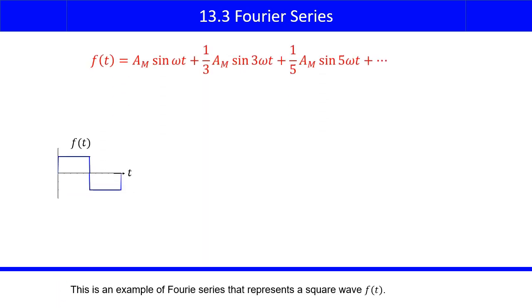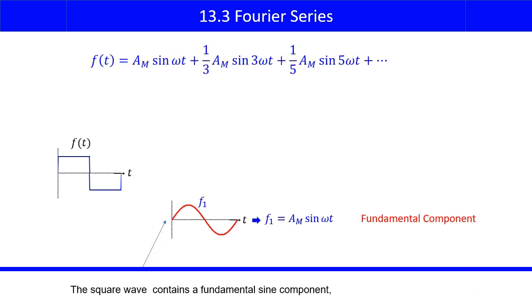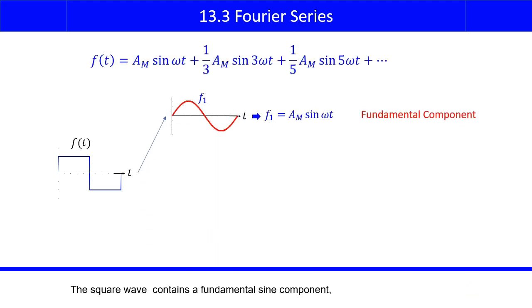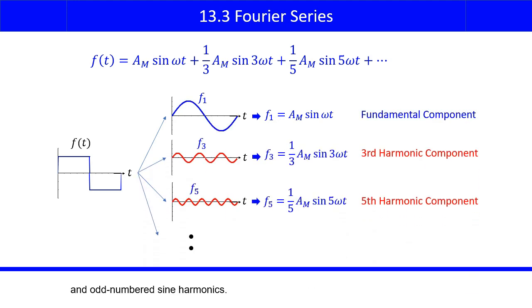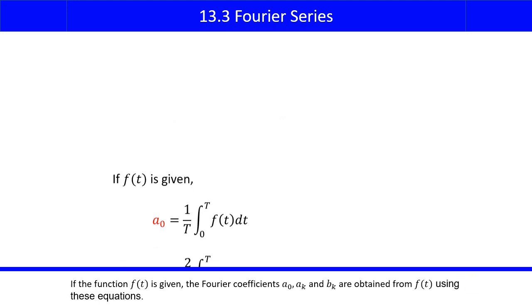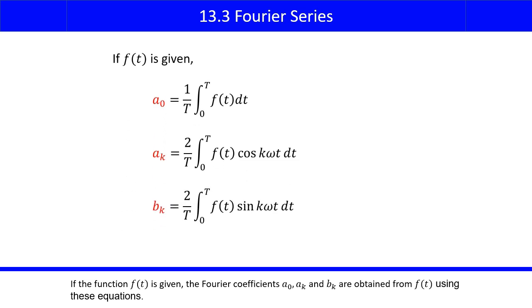This is an example of Fourier series that represents a square wave f(t). The square wave contains a fundamental sine component and odd-numbered sine harmonics. If the function f(t) is given, the Fourier coefficients A0, Ak and Bk are obtained from f(t) using these equations.